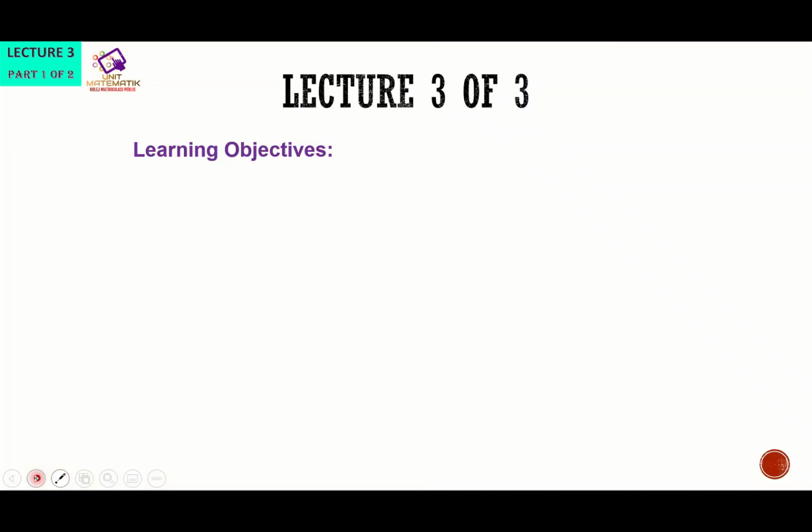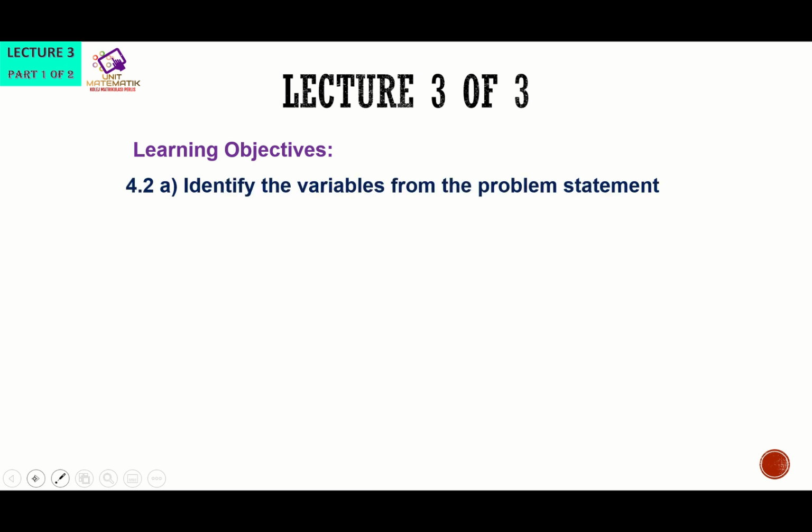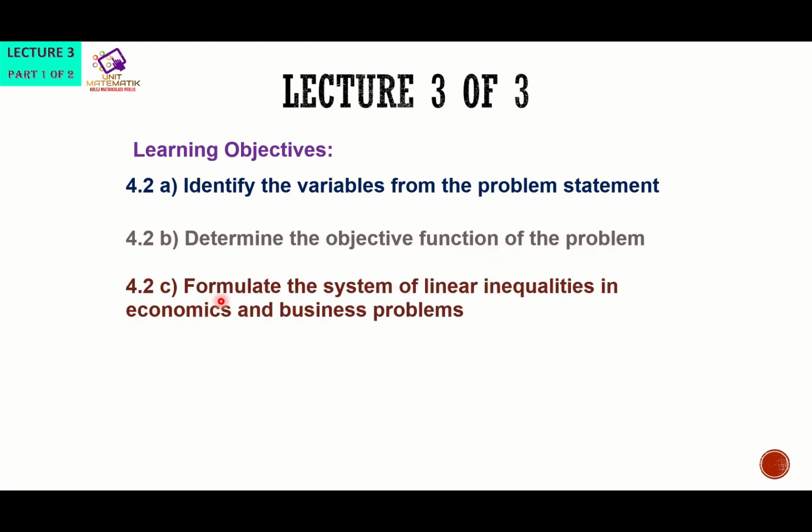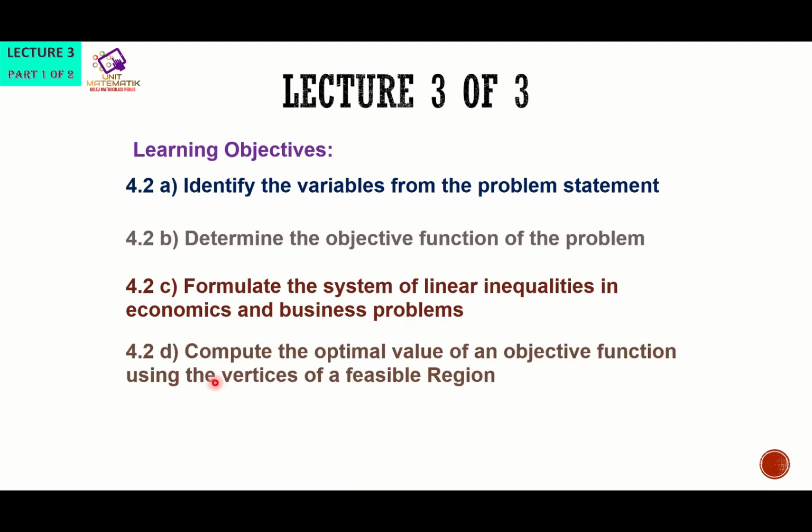So in this lecture 3 of 3, all students should be able first to identify the variables from the problem statement. Then student also should be able to determine the objective function of the problem. Student also should be able to formulate the system of linear inequalities in economics and business problems. And lastly, the student also should be able to compute the optimal value of an objective function using the vertices of a feasible region R.